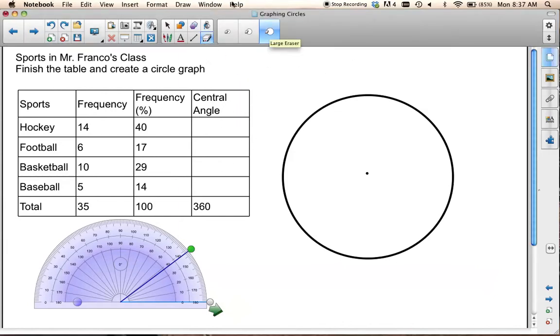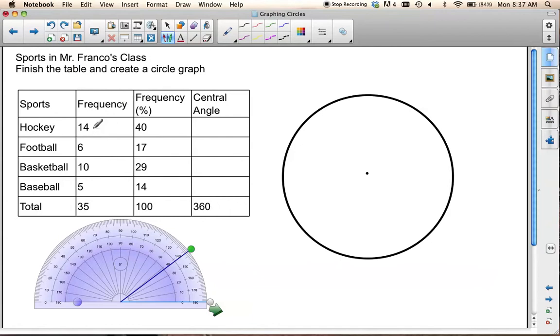Okay guys, so we're going to be talking about circle graphs and how to make them this time. And what we're going to do is talk about things that we've already done. So right off the bat, we have this table here of the sports that kids in Mr. Franco's class like, and we need to finish the table and create a circle graph.